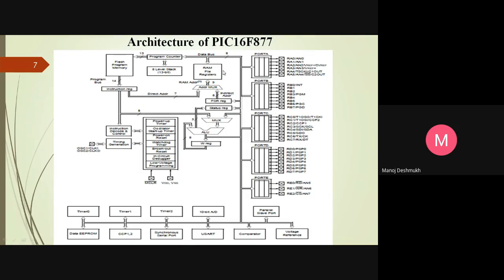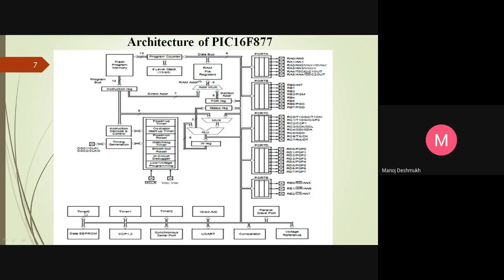So see, we started with this side: port A, RA0 to RA5; port B, RB0 to RB7; port C, RC0 to RC7; port D, RD0 to RD7; port E, RE0 to RE2, as 3 pins are there. After drawing this and the parallel pins also, we will go to the bottom side, the bottom left corner.